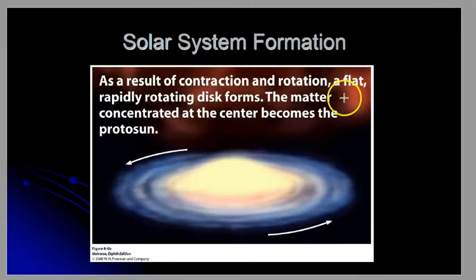As a result of the contraction and rotation, things pretty much end up in a flat rotating disk, right? Most of the material ends up in this flat rotating disk, with most of it becoming concentrated at the center, where we get a little proto-sun. Right? It begins to get hot. It begins to give off energy as the gases collapse down into it.